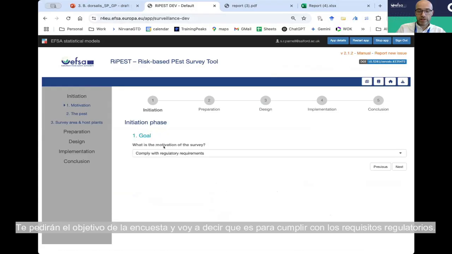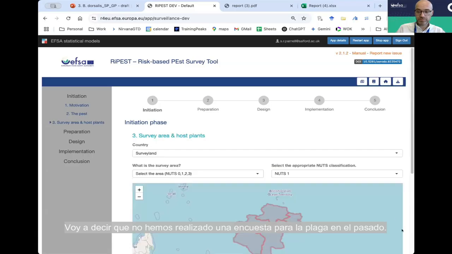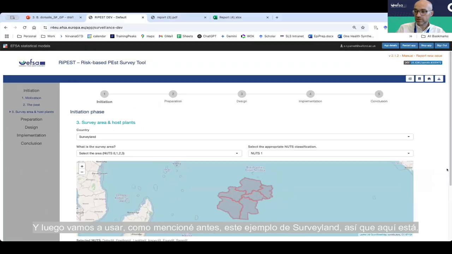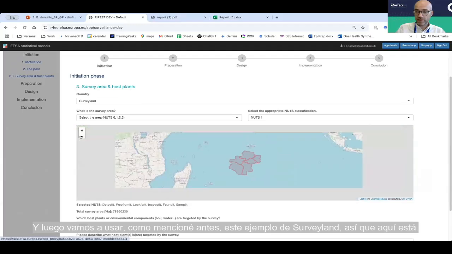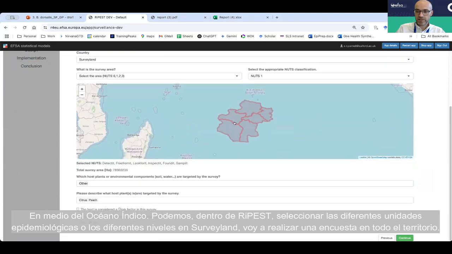It will ask you for the goal of the survey, and I'm going to say it's to comply with regulatory requirements. The target pest is here. The status is absent. I'm going to say that we haven't conducted a survey for the pest in the past. And then we're going to use, as I mentioned before, this example of Surveyland. So here it is, in the middle of the Indian Ocean. And within RIPEST, we can select the different epidemiological units, or the different NUTS levels, rather.